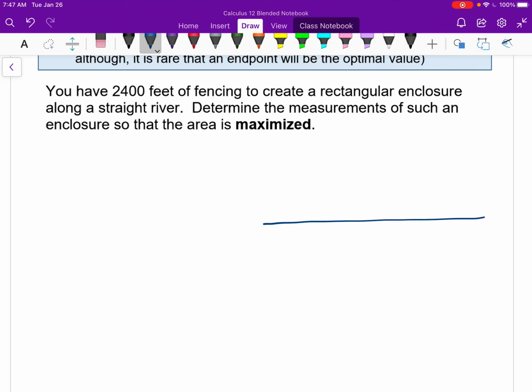So here's a river, conveniently straight, and I want to create a rectangular enclosure, which means I want to create an area that's a rectangle. So something like this. And the perimeter of this fence, which has three sides, is 2,400 feet. Now if it's a rectangle, that means, again, I have two sides of the same here. I'll call these y, I'll call this x. And the area of this is x times y.